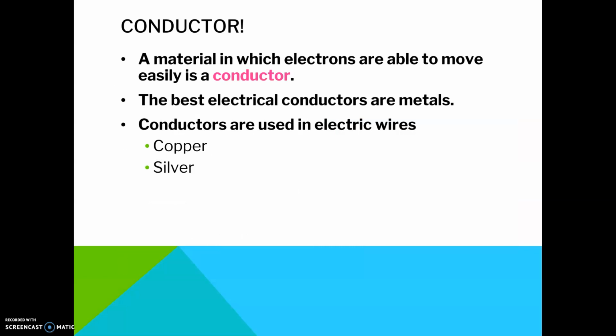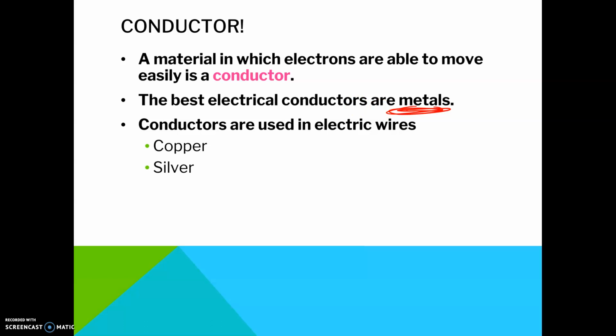All right, so electrons can travel through our bodies because our bodies are what we call conductors, okay? So basically it's a material in which electrons are able to move easily. So the electrons can travel through our bodies. They can also travel through metals. So a great example of conductors would be metals, okay? They're great conductors of both heat and electricity, okay?